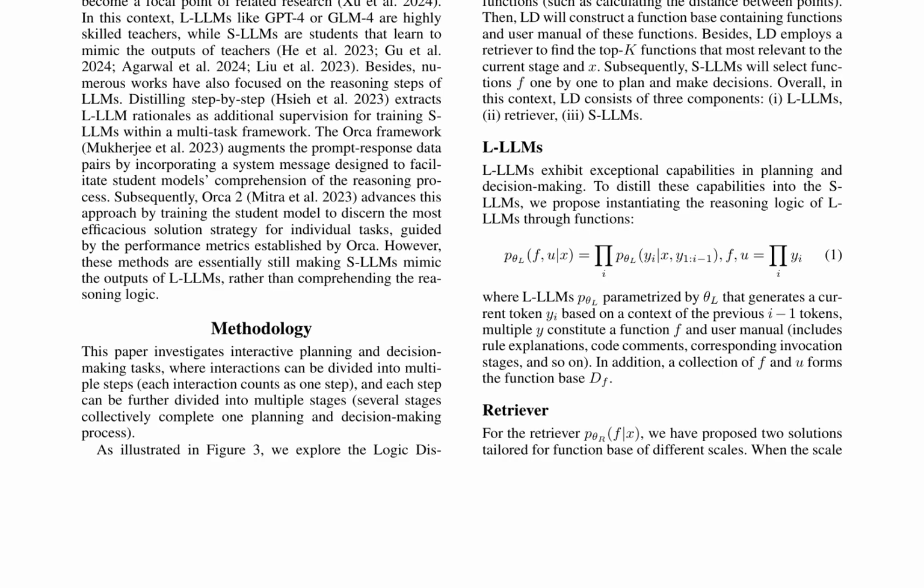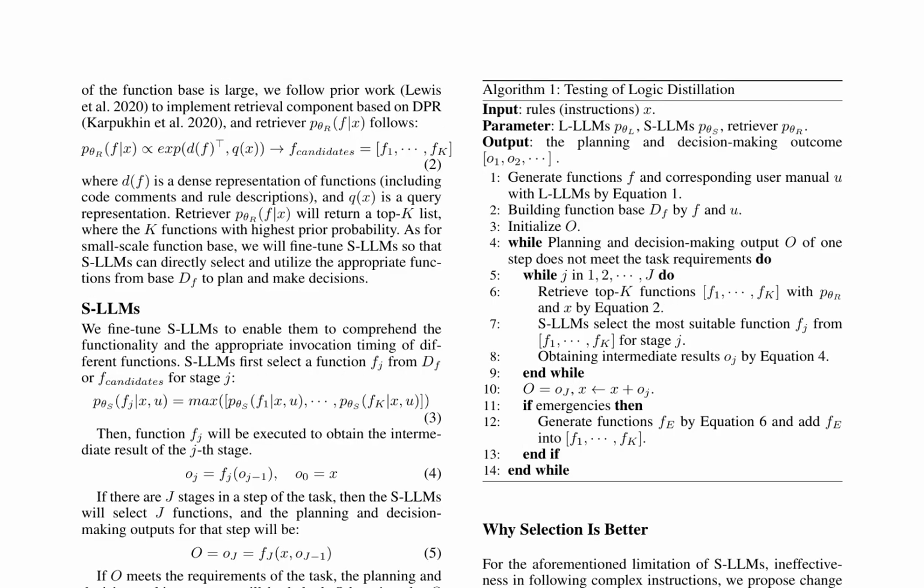The retriever is in charge of retrieving the top K functions based on the instructions and states. S-LLMs select the appropriate functions for different stages of the task. The proposed LD framework is summarized in Algorithm 1, which includes generating functions and corresponding user manuals with L-LLMs, building a function base, initializing the planning and decision-making output, retrieving top K functions, selecting the most suitable function for each stage, obtaining intermediate results, and handling emergencies.